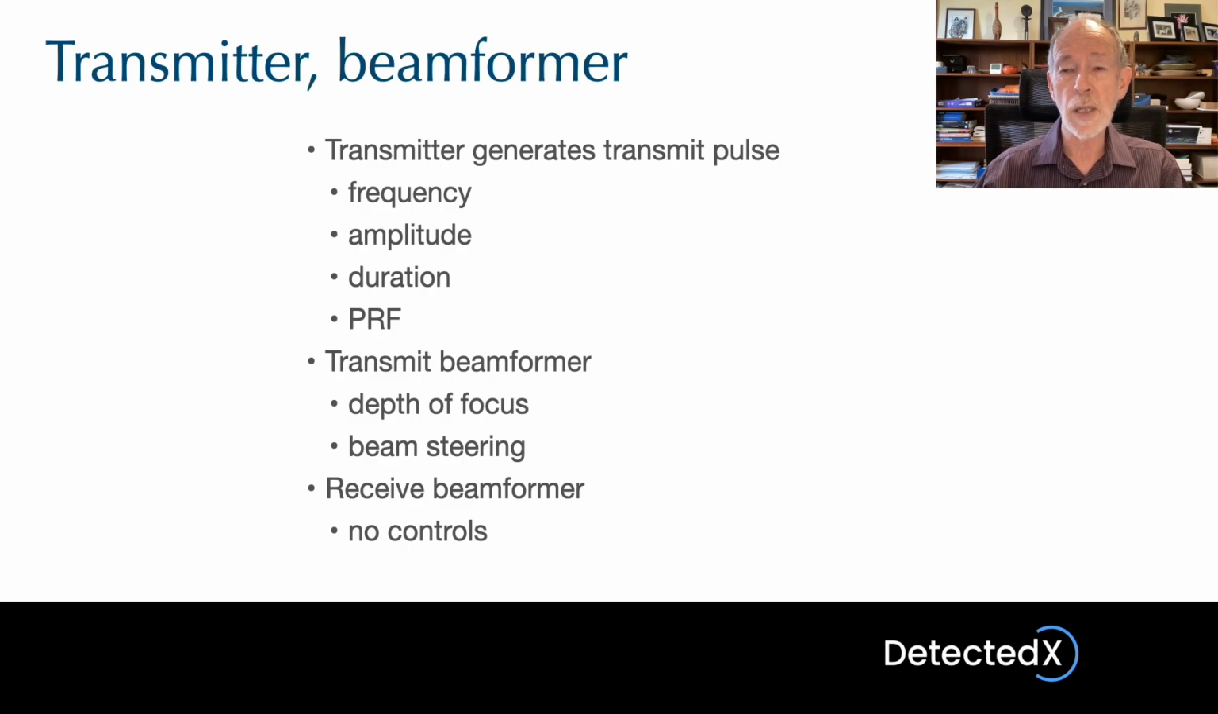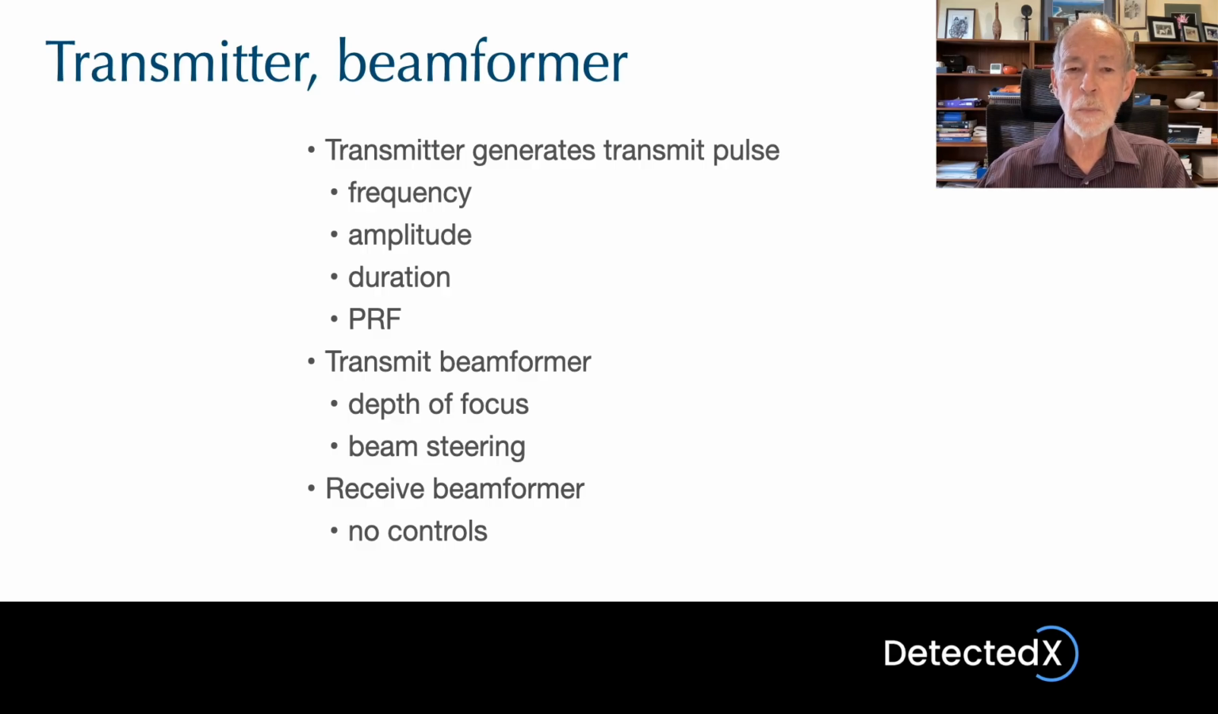Now I'll talk about the transmitter and the beamformers. So the transmitter generates the transmit pulse. So it's a set of electronics, and it has to set and determine the ultrasound frequency, the amplitude of the pulse, the duration of the pulse, and the pulse repetition frequency, the rate at which the transmit pulses are being generated and sent out. So all of those things are controlled by the transmitter, of course under software control.